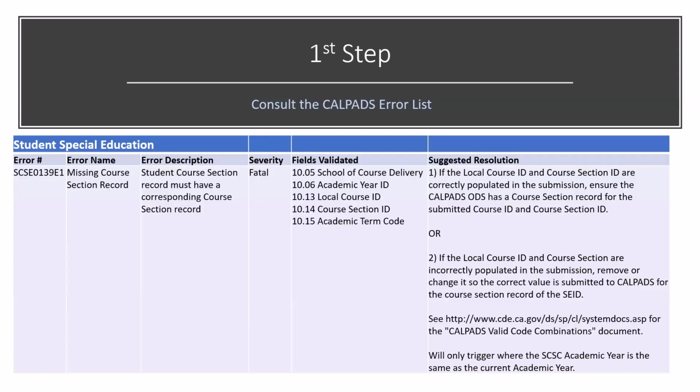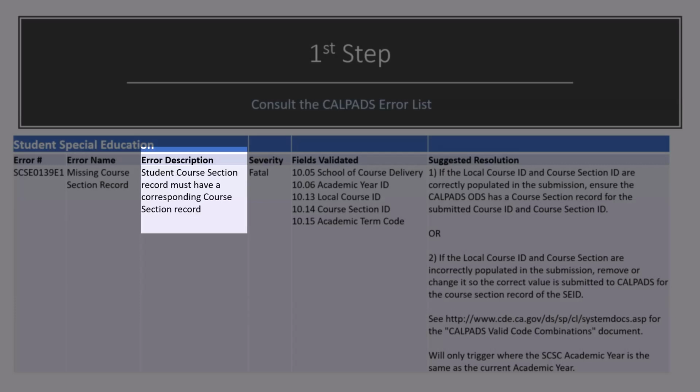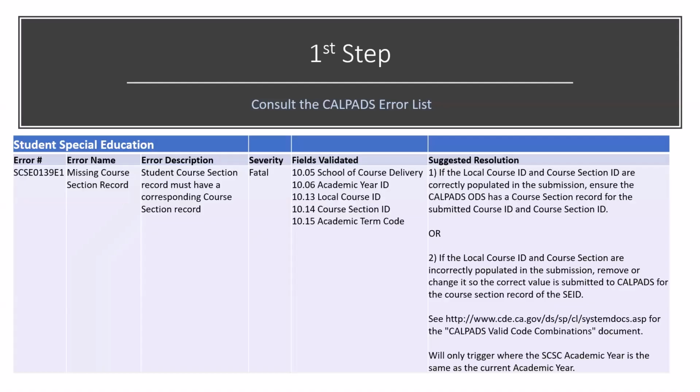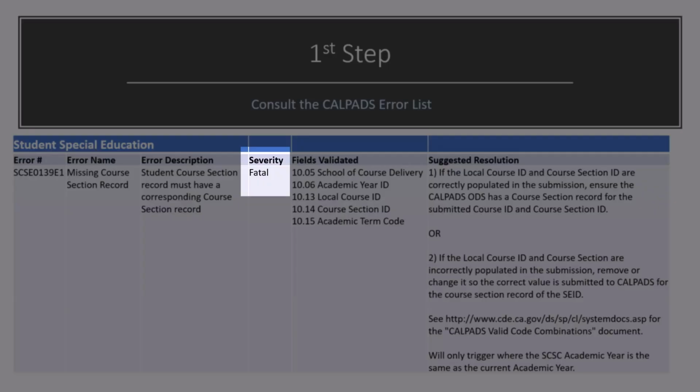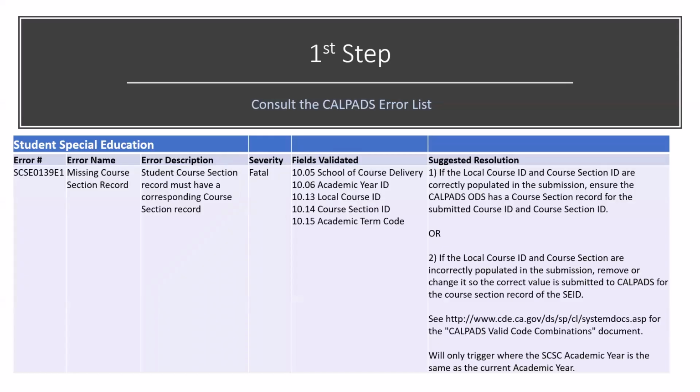That's just the name. The error description, now, this is where you can start to get an understanding of what the problem is. Student course section record must have a corresponding course section record. Right? So you look at that description, it tells you the student course section record must have a corresponding course section record. That's a little bit more detail than just missing course section record. The severity is fatal. It's a CDD, so you'll see it after file submission, as well as if it goes unresolved, you will see it on the certification status as well.